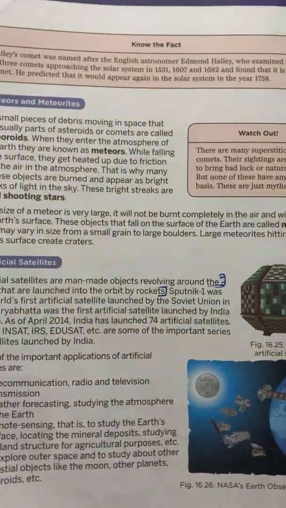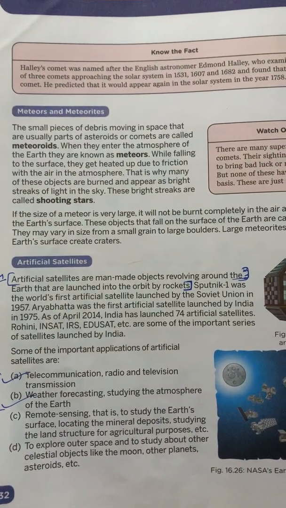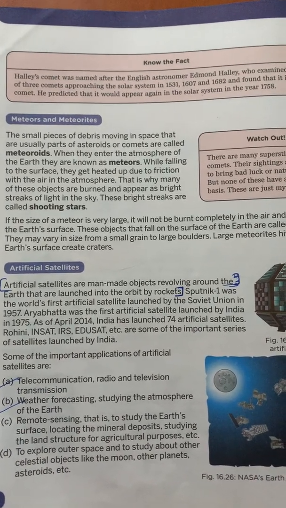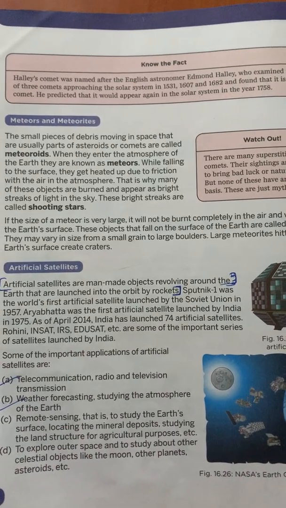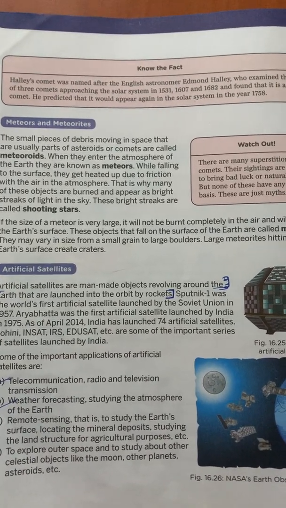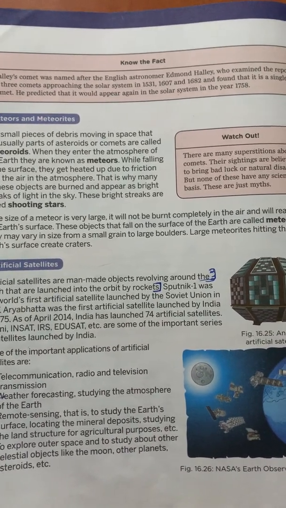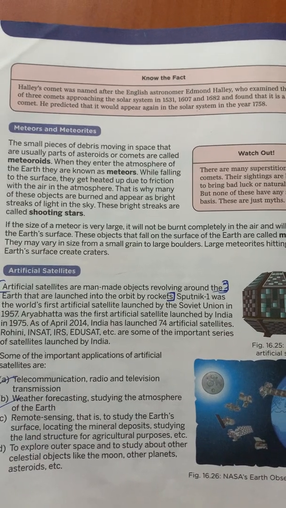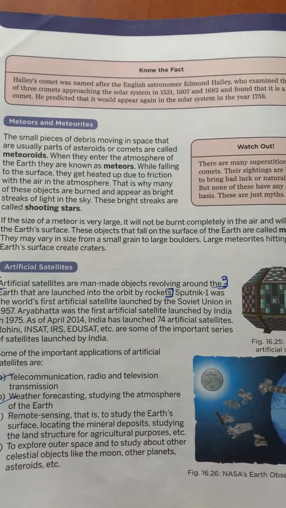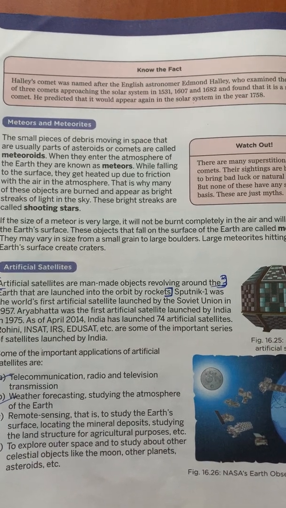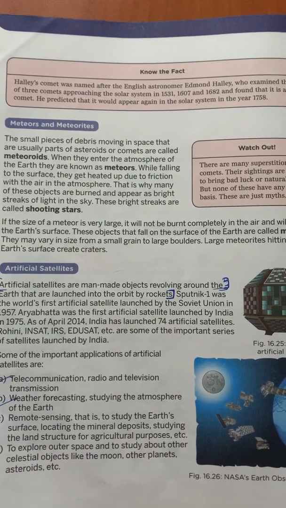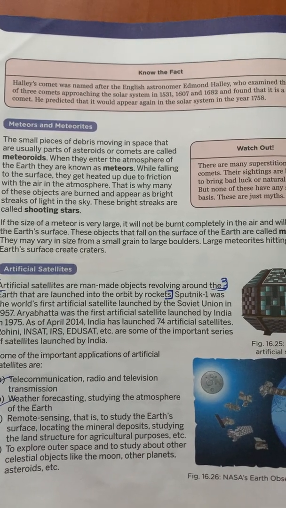Next, we'll be talking about meteors and meteorites. Meteors are small pieces of debris, small stones, moving in space. They are usually parts of asteroids or comets. Asteroids are very big, huge, in kilometers, but meteors are small pieces of them. They are termed meteoroids, and when they enter the atmosphere of the earth, they are known as meteors. These bright streaks are also known as shooting stars.